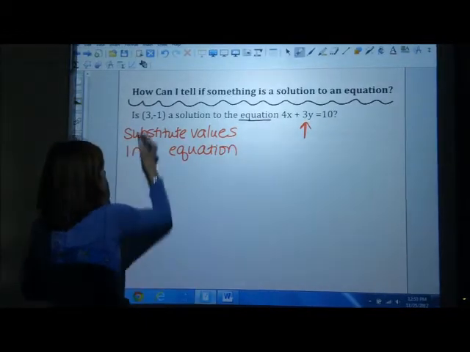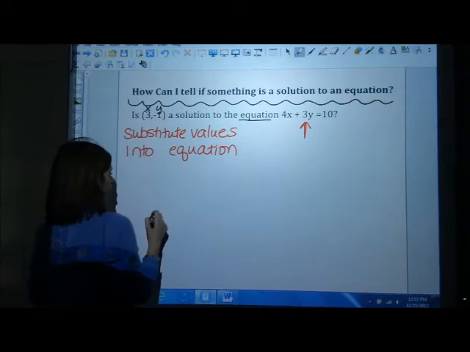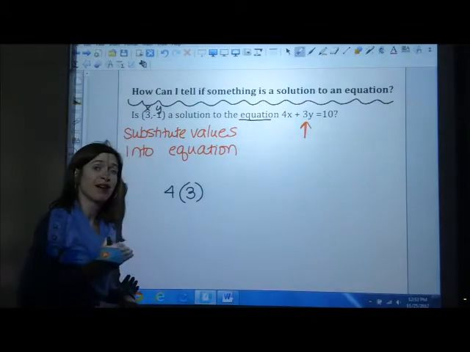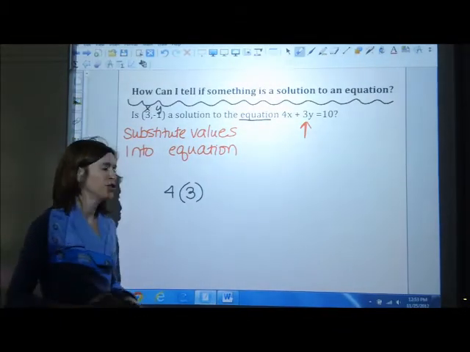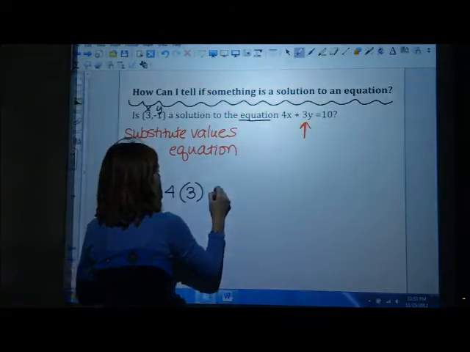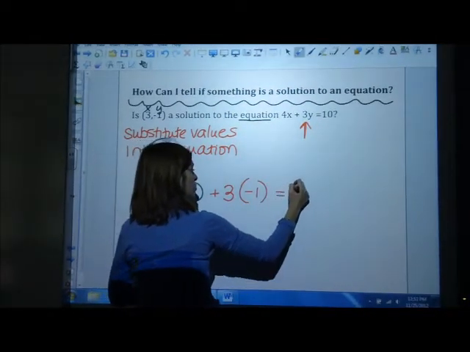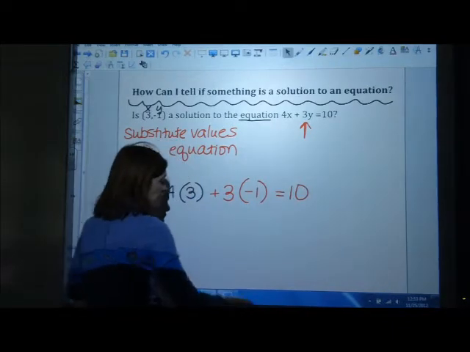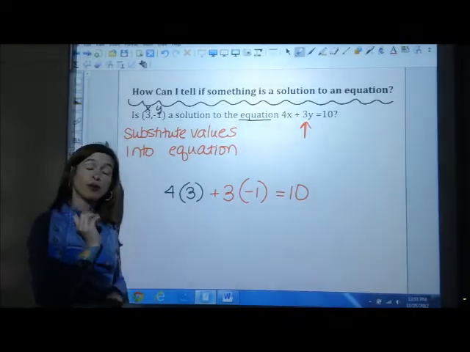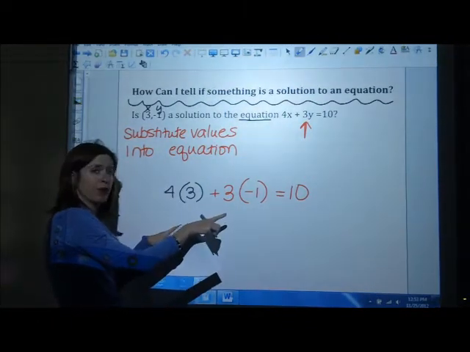Okay, so since this is an xy, I'm going to plug in 3 for x and -1 for y. So watch, 4 times 3. Anytime we plug a number into an equation, it must be put in parentheses. Then we've got plus 3 times -1 equals 10. If you don't put it in parentheses, you could have an issue with your negatives and positives. So we've got to be really careful. Anytime we plug something into an equation, go ahead and put it in parentheses.